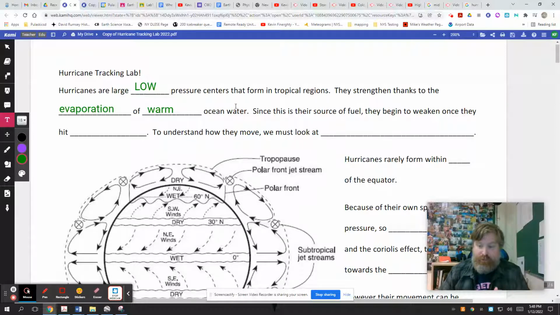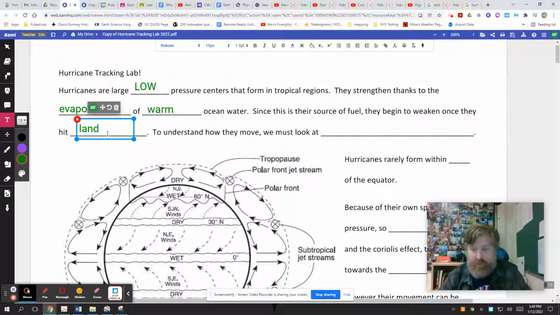So what happens when they're not over evaporating warm water anymore? Like when they hit land, they weaken. That's going to be it. Since this is their source of fuel, they begin to weaken once they hit land. That will get you to some questions at the bottom, I promise.